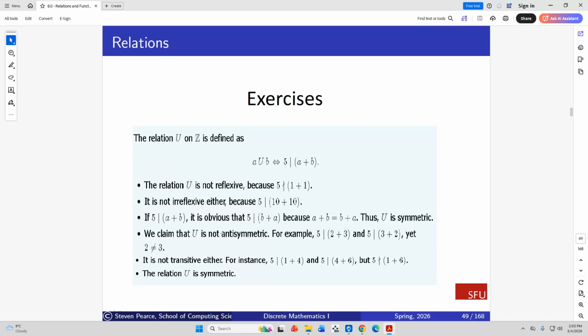5 divides A plus B is obvious because A plus B equals B plus C. You can see how these things work, how you can identify. We claim U is not antisymmetric. For example, 5 divides 2 plus 3 and 5 divides 3 plus 2, yet 2 is not equal to 3, so it is not antisymmetric. It is not transitive either. You can figure that out right here. It's pretty obvious. So the relation U is simply symmetric.